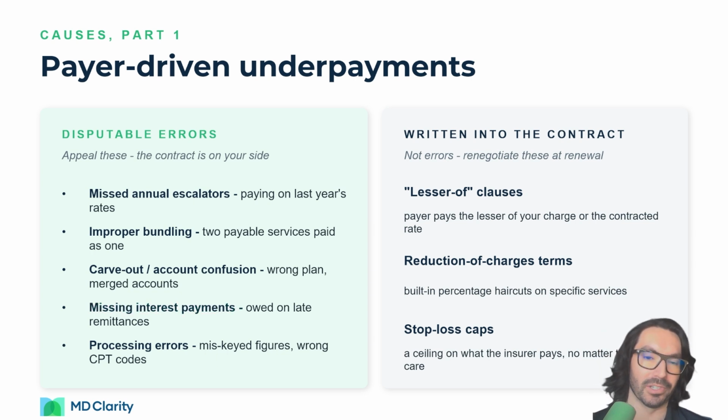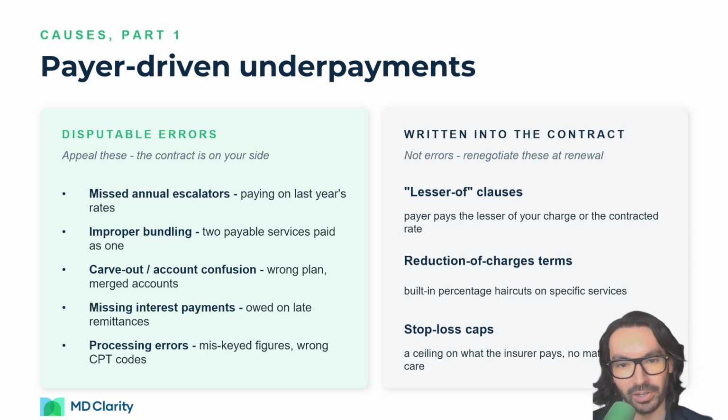Missed interest payments. Most contracts require interest on late payments. A payment arrives 60 days late. The contract says interest accrues after 30. That interest must accompany the payment. Plain processing errors. A transposed digit becomes a wrong CPT code, and a wrong CPT code becomes an underpayment.